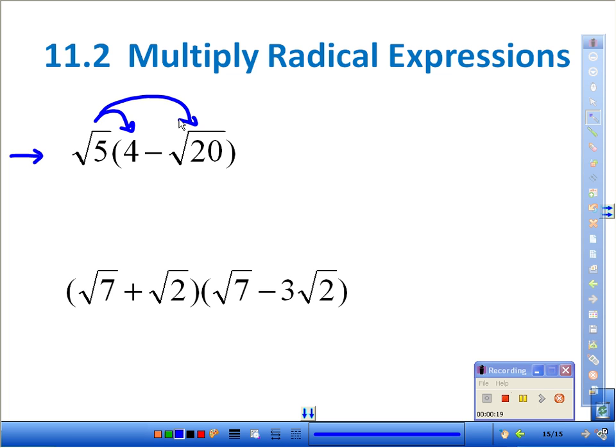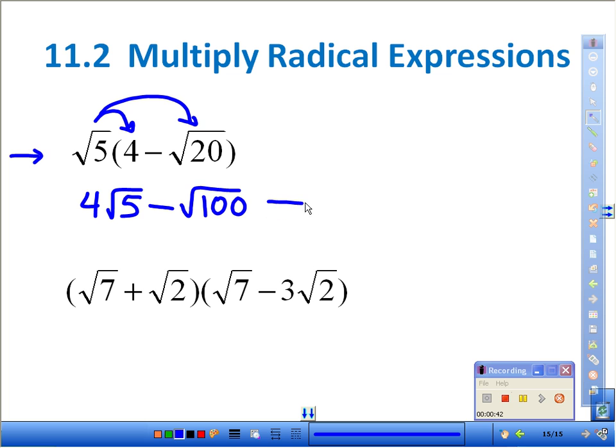So I'm going to start by taking the square root of 5 times 4, and that gives me 4 times the square root of 5. We usually put the numbers in front of the radicals. Minus the square root of 5 times the square root of 20. We multiply those together and get the square root of 100.